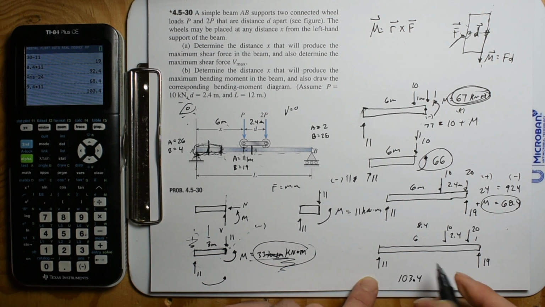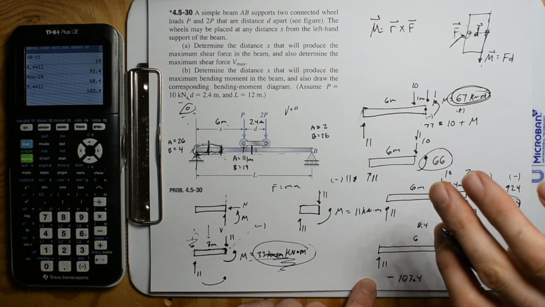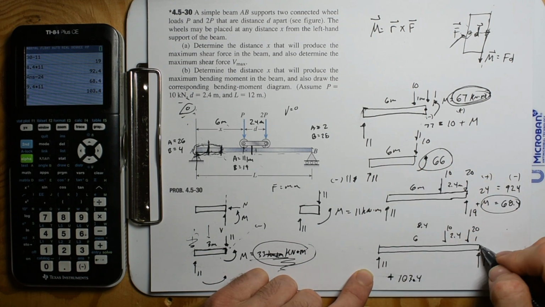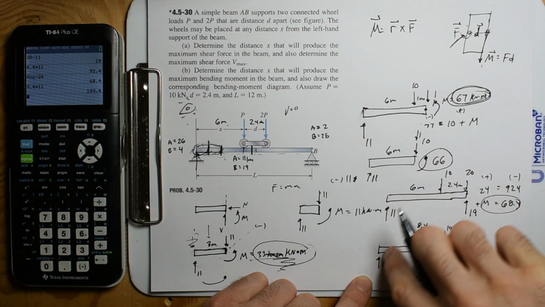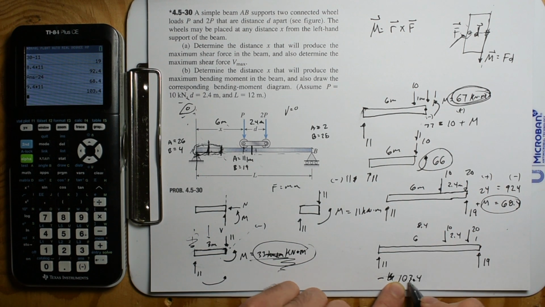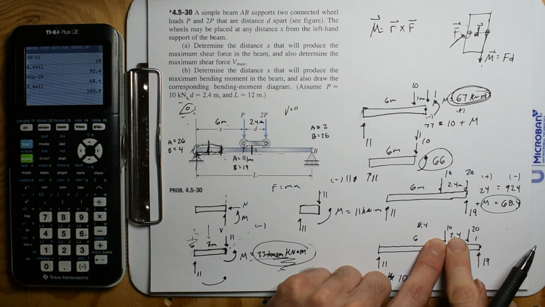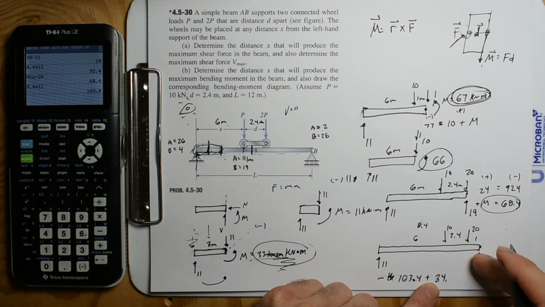And I guess, yeah, let's just do this. That's a negative moment. No, I apologize. That's going to be a positive moment. My bad. Yeah, so, no, that's good. I don't know what my fingers are doing. So right hand, this is going to be a negative moment. So we have negative 103.4. We're going to add it to, this distance is 3.4 times 10. So that's going to be 34. Yeah, just 34.